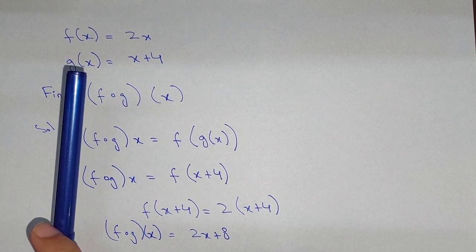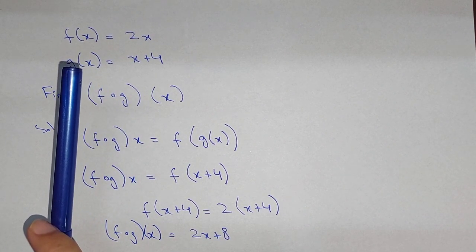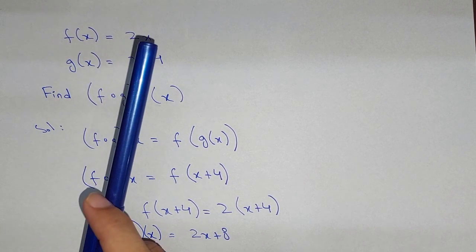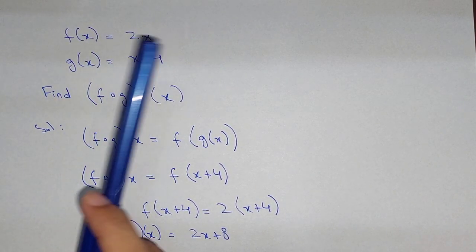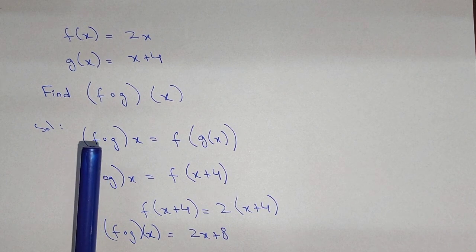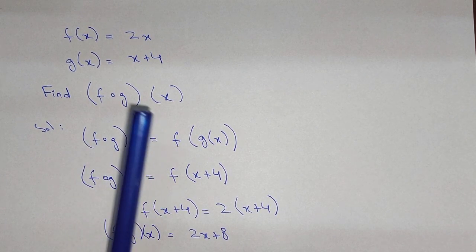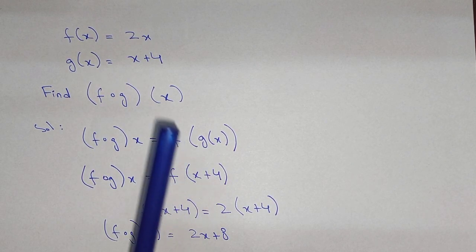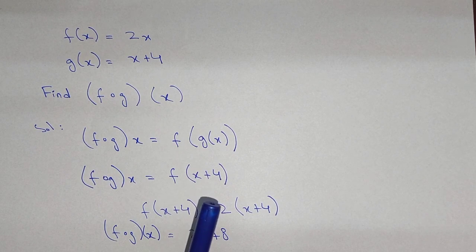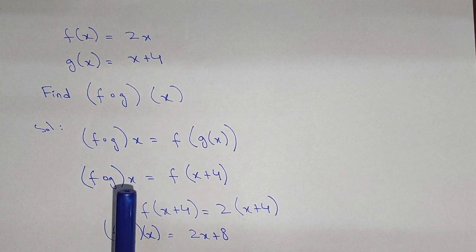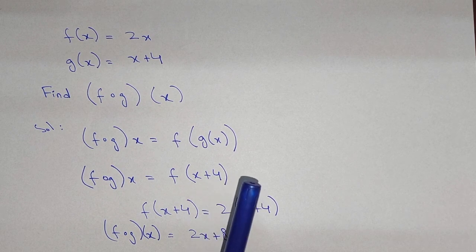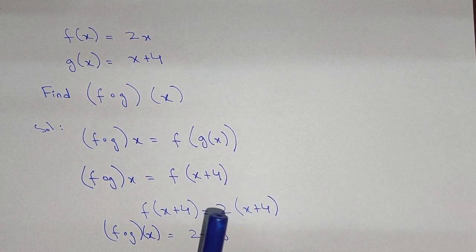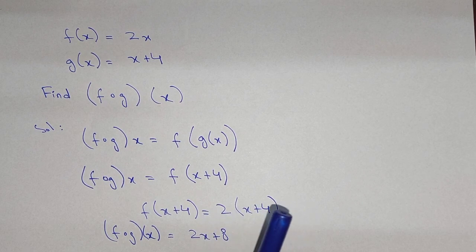Whatever the g of x is, we have to simply put that instead of x in the f of x function. So f composite of g of x equal to f, and place g of x over here, and in the next step place x plus 4 over here. So that will be f composite of g of x equal to f of x plus 4, and simplifying it, that will be 2 into x plus 4. So the final answer will be 2x plus 8.